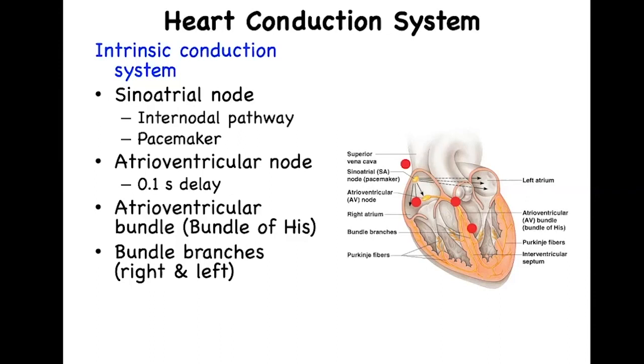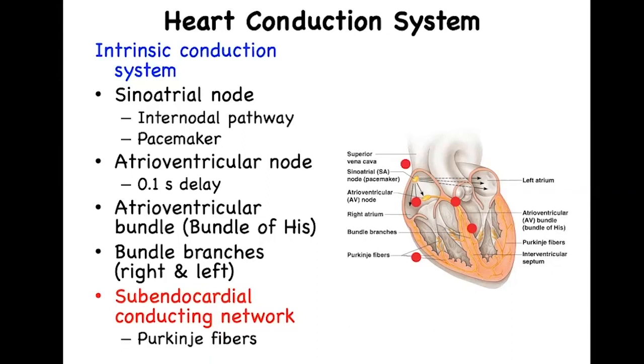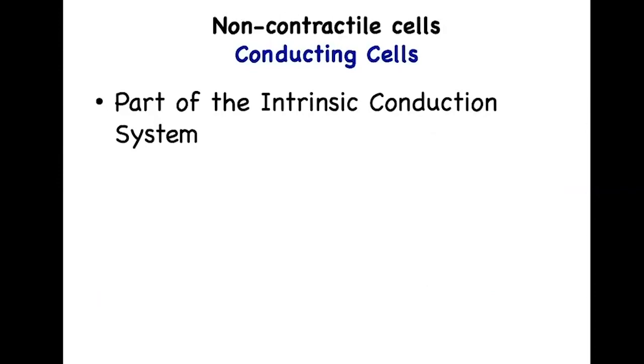And then notice it starts moving back up the myocardium of the ventricles into what is called the subendocardial conducting network, which is made up of very large non-contractile cells called Purkinje fibers. And this transmits the action potential to the contractile cells of the ventricles. The ventricles then will contract as a syncytium. They begin contracting at the apex and move upward. So keep in mind that the non-contractile cells are part of the intrinsic conduction system.